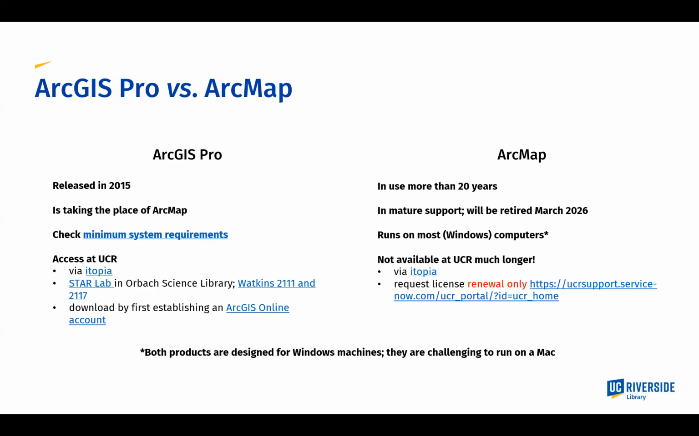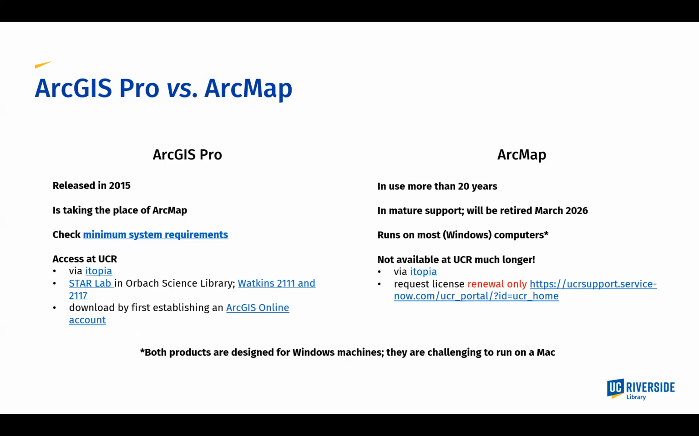So if you are at UCR, an affiliate, there are a few different ways you can get access to ArcGIS Pro. It is available on our new virtual lab machines that are called Itopia. It is also available physically installed in machines in the STAR lab in Orbach Science Library on the first floor. Also in Watkins 2111 and 2117, the computer labs there, they have ArcGIS Pro installed.